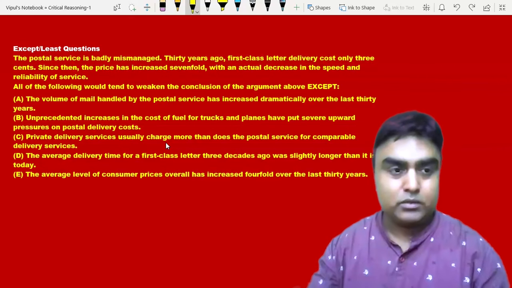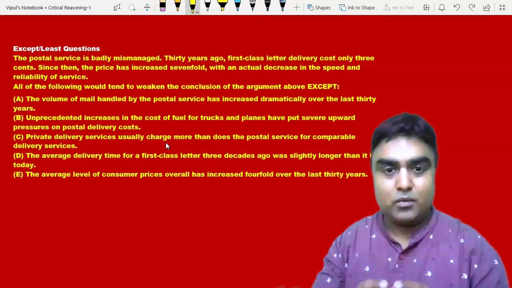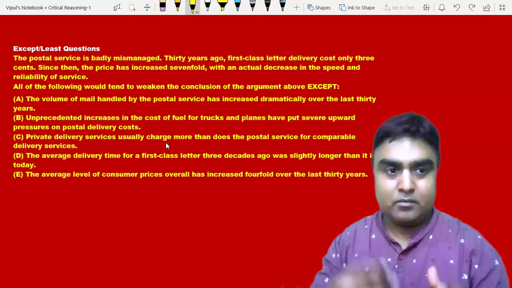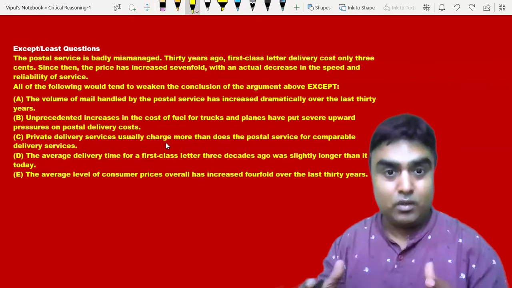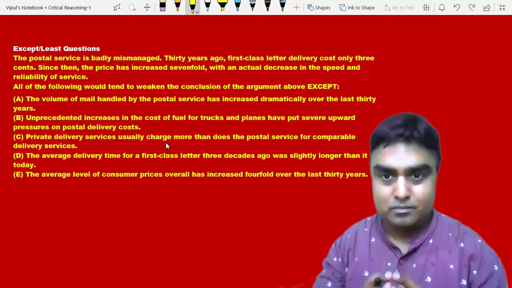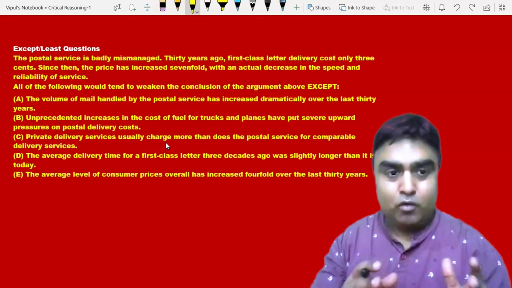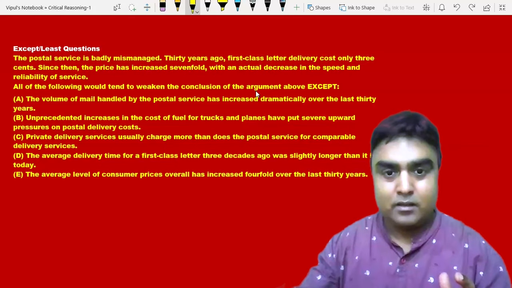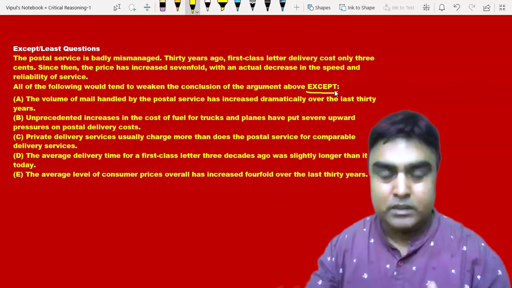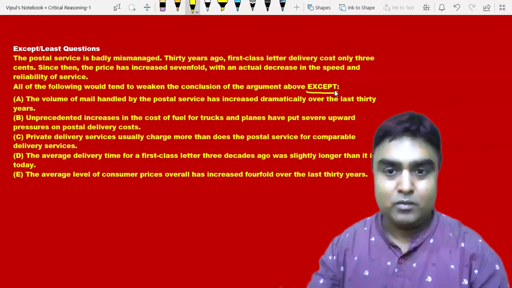Now this question, as I read it: the postal service is badly mismanaged. 30 years ago, any letter delivery used to cost 3 cents. Since then, the price has increased sevenfold with an actual decrease in the speed and reliability of service. Now look at the question carefully. All of the following would tend to weaken the conclusion of the argument, except, and here comes the real game changer, or I would say it brings the difficulty level to the whole thing.